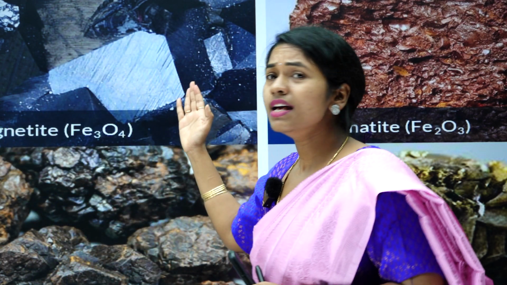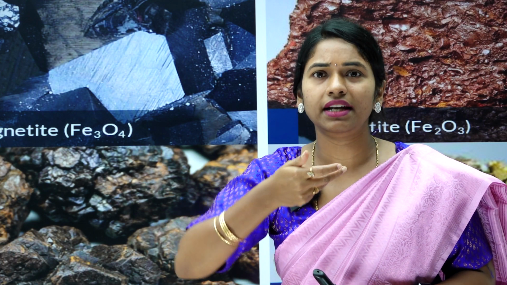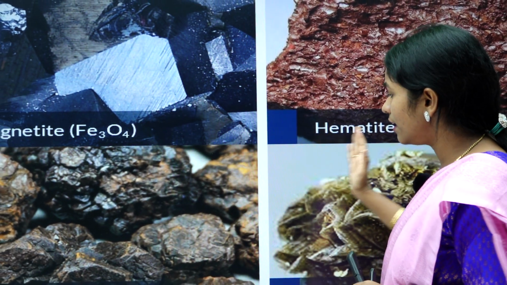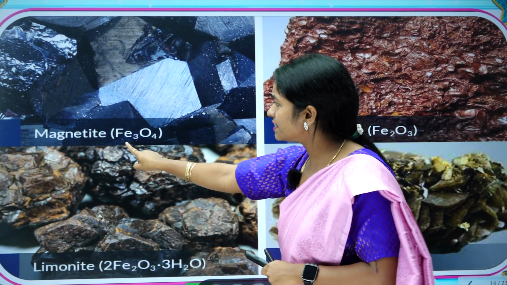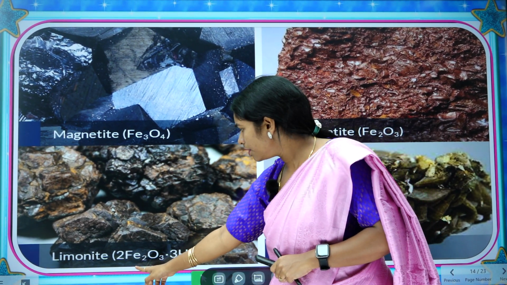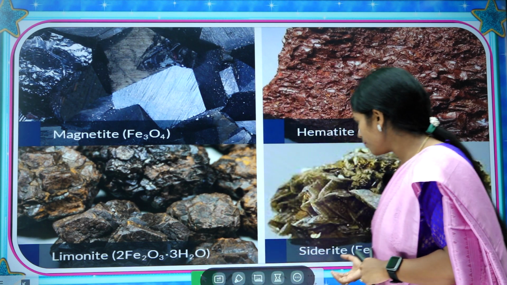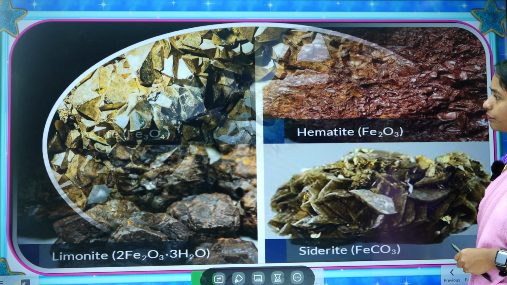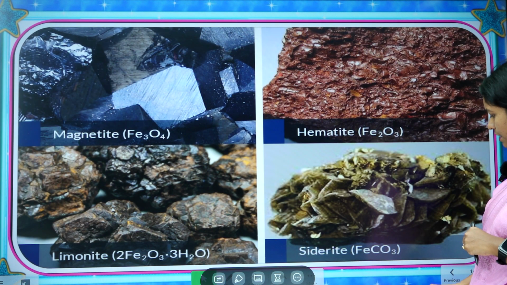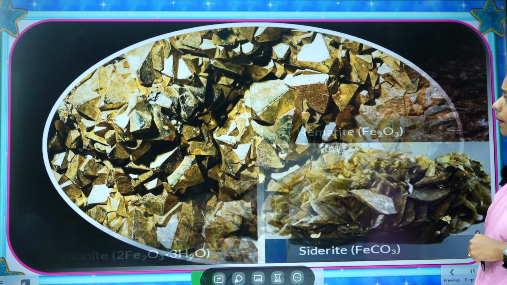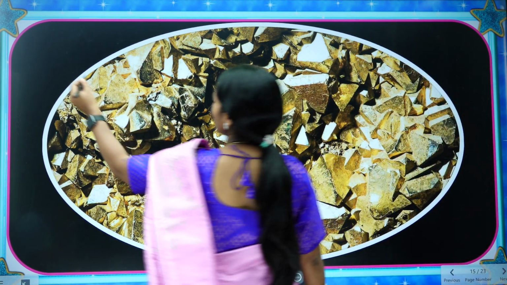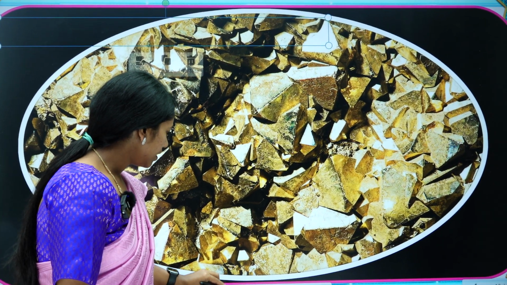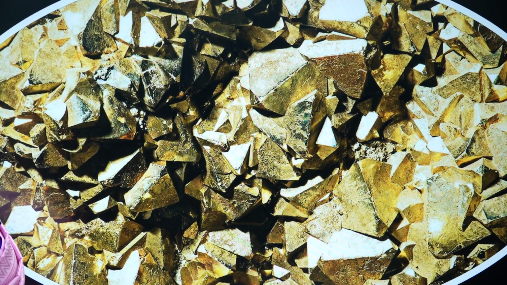These are the secondary ores. A little speed I'll maintain because you can pause the video and see. So magnetite and limonite. Magnetite, what is the formula? Fe3O4. Limonite, Fe2O3.3H2O. And siderite, FeCO3. And you can also see this, what is this? Fool's gold, FeS2. See, it is looking the same as gold, right? It is looking the same as gold, FeS2.